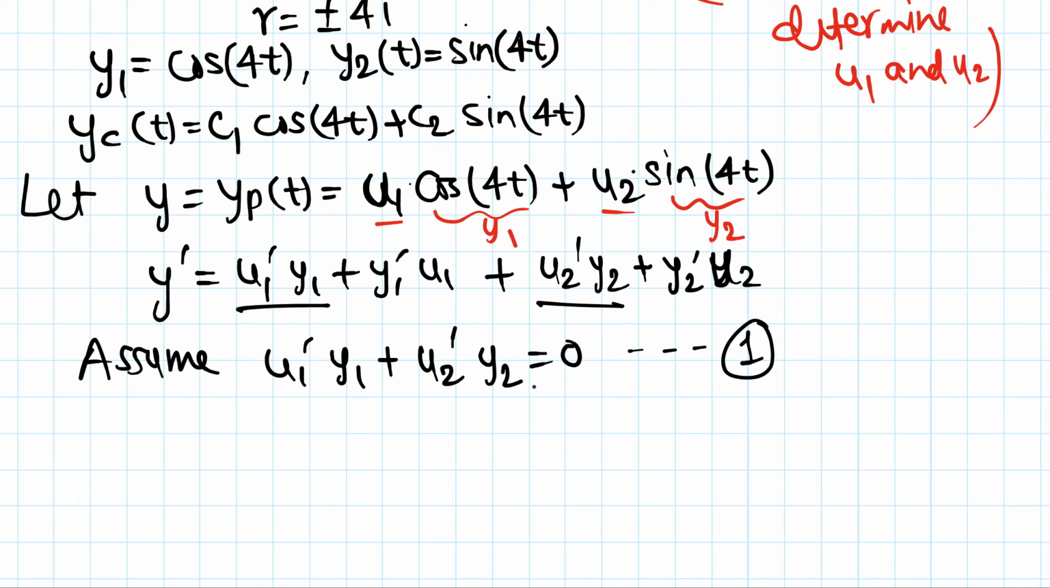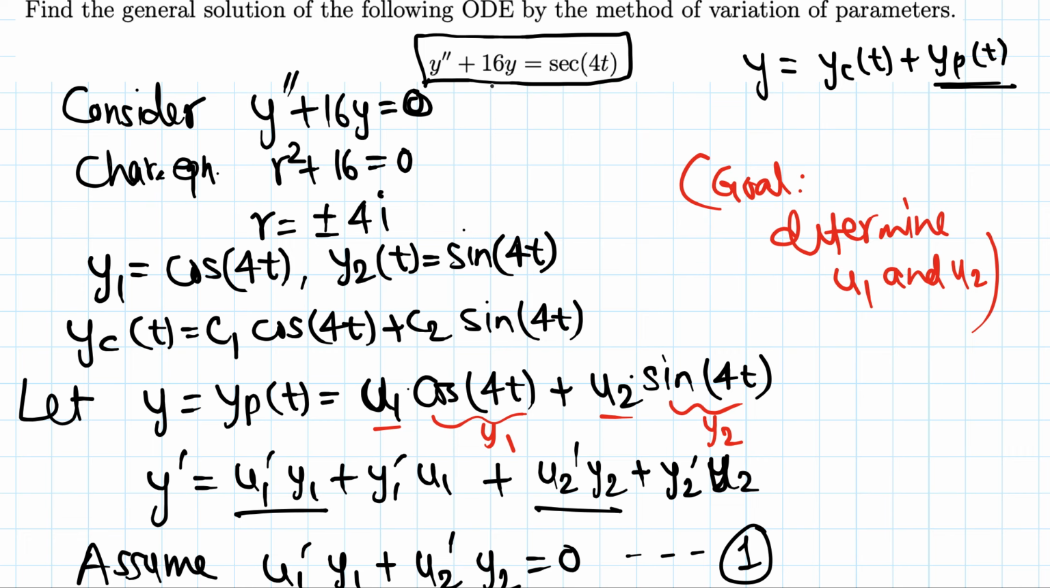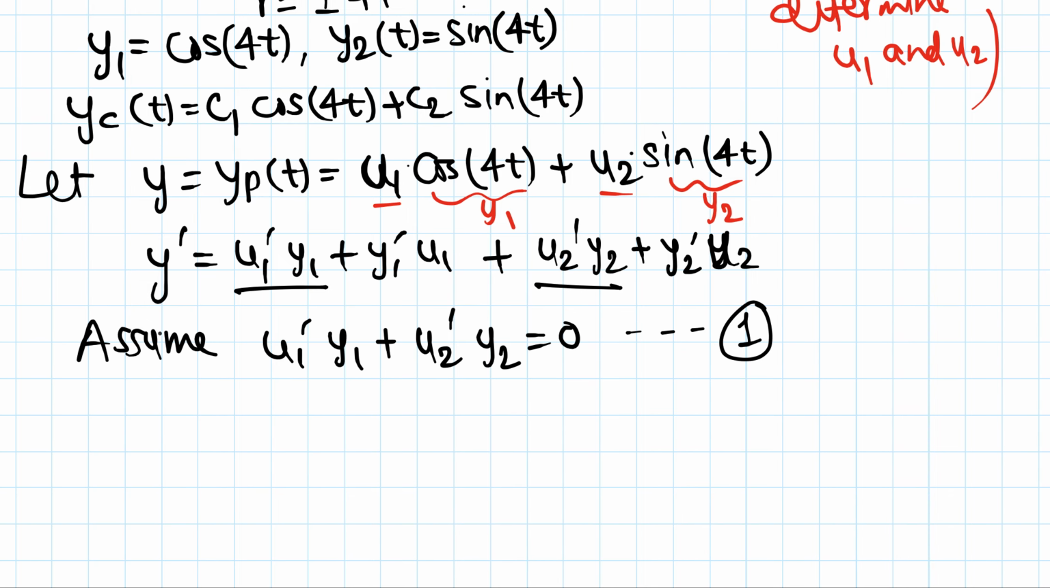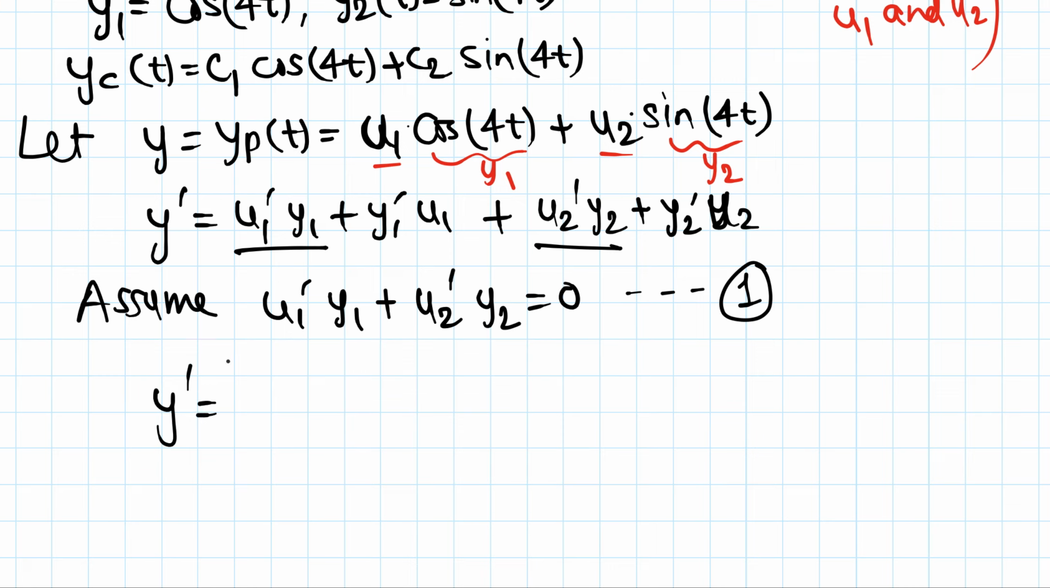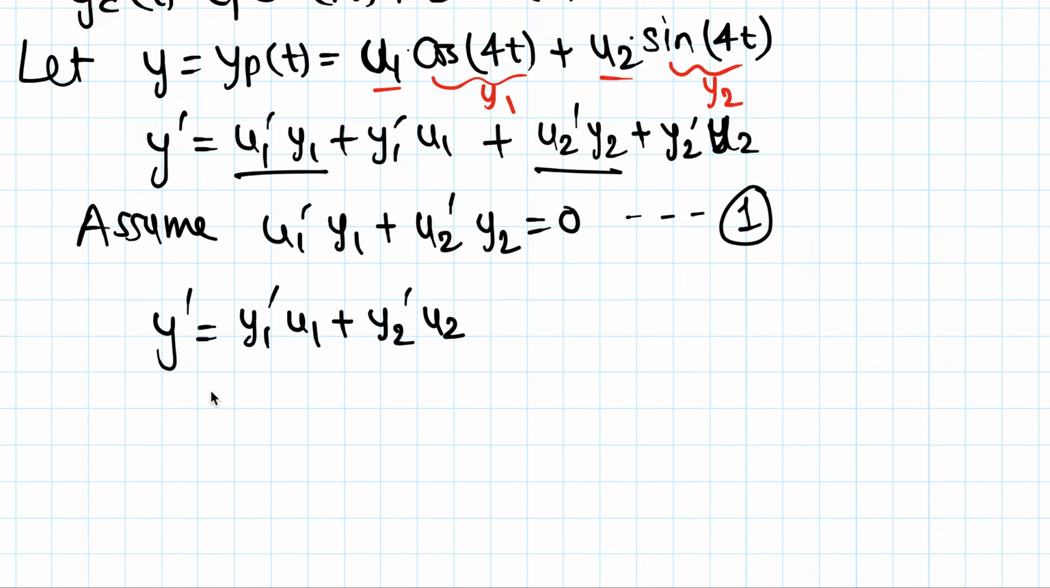Why can we write this? Because we have only one condition to satisfy but two unknown variables, since we are trying to determine u1 and u2. So this comes for free. That makes y prime equal to y1 prime u1 plus y2 prime u2. To plug in here we need to find the second derivative, so let's go for that.